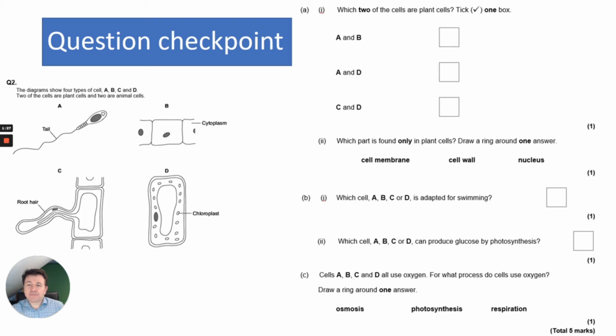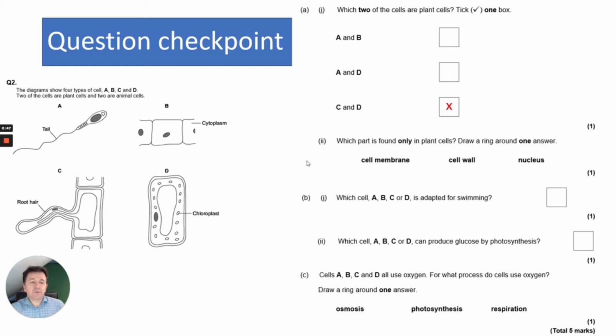The diagram shows 4 types of cells, so it doesn't tell you what types of cells they are. It says 2 of the cells are plant cells and 2 are animal cells. So let's go to the first question. Which 2 of the cells are plant cells? You need to look at the clues. The first clue is chloroplast, so definitely D. So D is definitely a plant cell. Now let's have a look. I know A is a sperm cell, so it can't be A and D. C, it says it's a root hair, so it's a root hair cell, so it would be C and D.